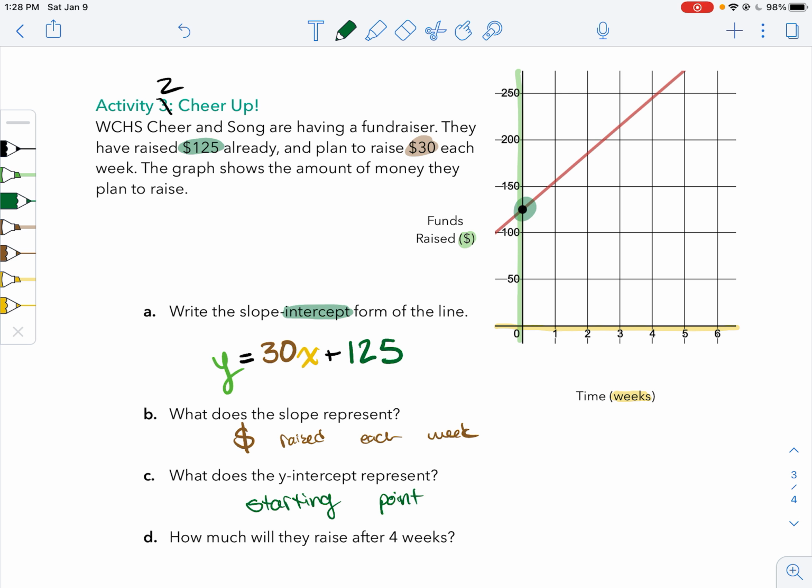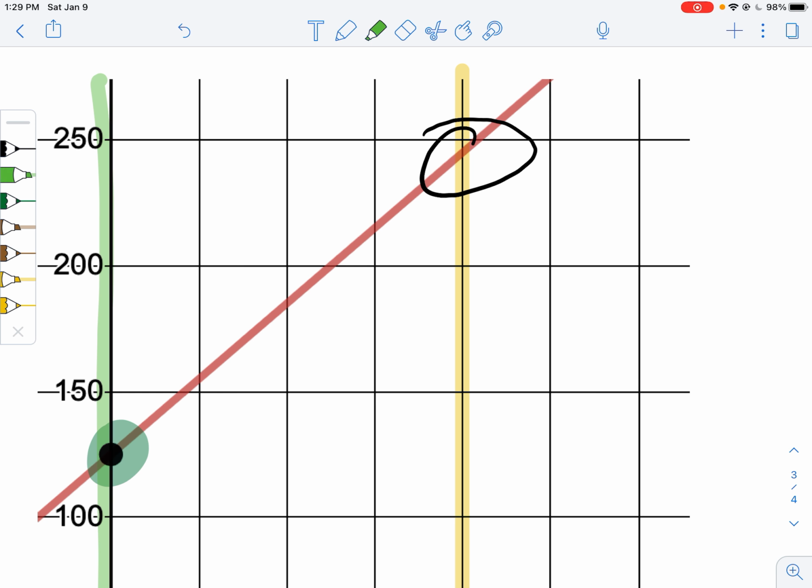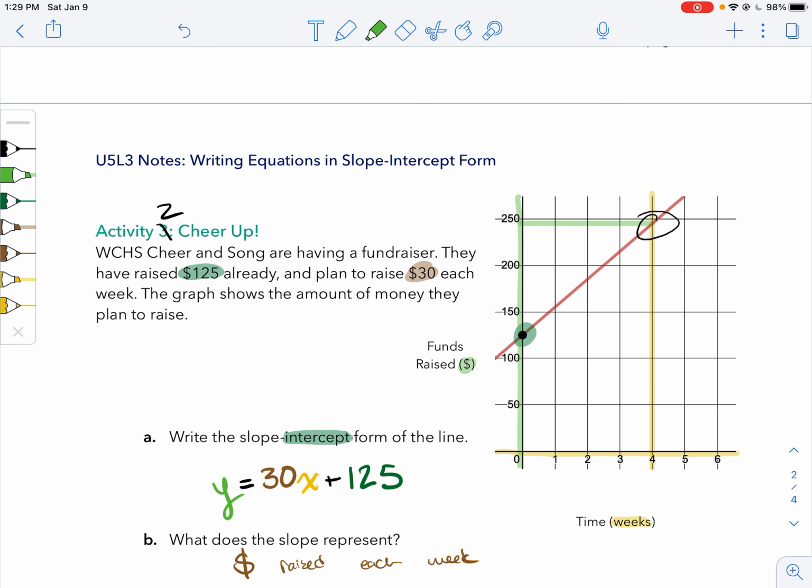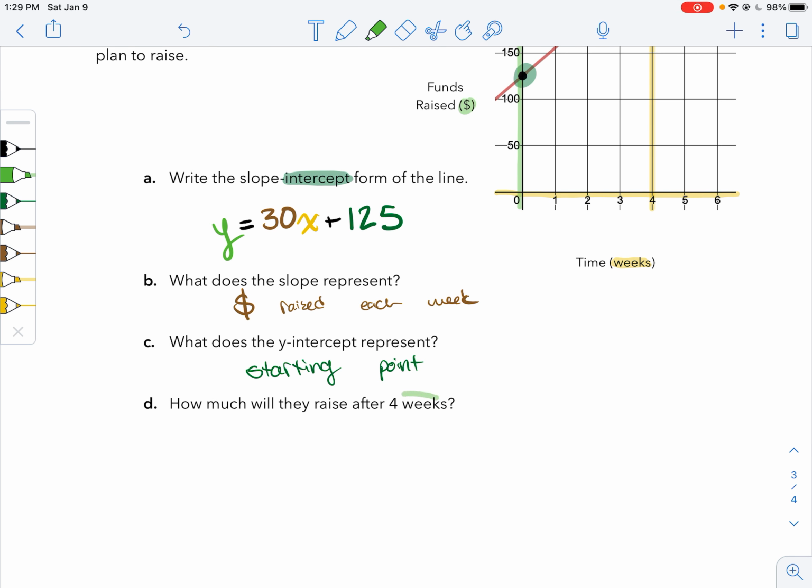How much will they raise after 4 weeks? Well, we can look at the graph. We can say, okay, when the number of weeks equals 4, that gives us approximately, well, what is that? It's, what, 240-ish? 246, 247, something. Well, we know that our x is 4. 4 weeks is how much time has passed, so we need to plug that into our equation.